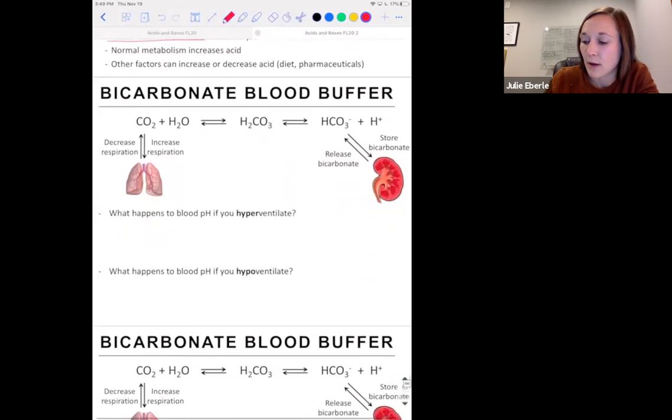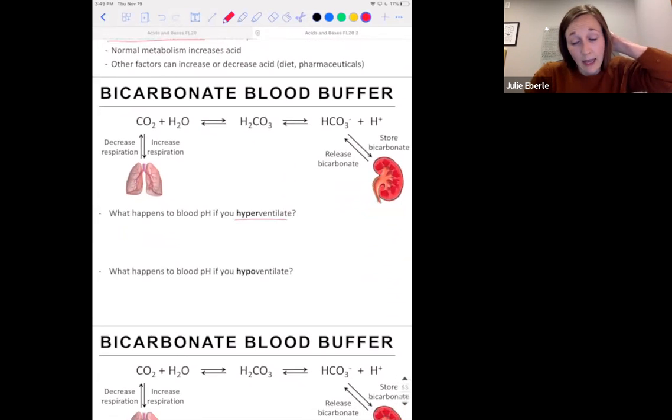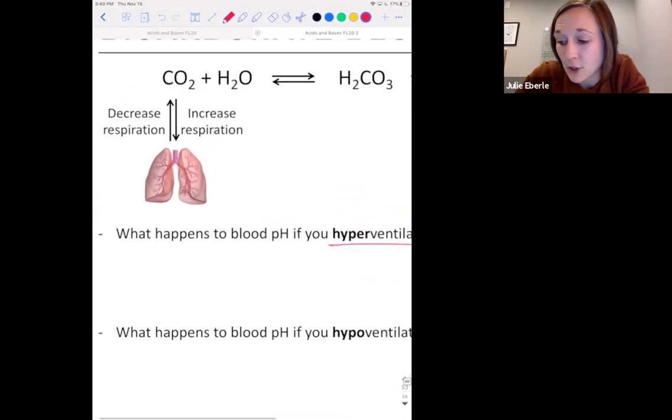All right, so I'm going to pose a question here. What happens to our blood pH if we hyperventilate? We're going to start just by looking at this picture over here where the lungs are. If we're hyperventilating, are we increasing or decreasing respiration? Hyper means we're increasing. We're breathing really fast, like if you just got done running, or if you see one of those tarantulas that I showed you a picture of earlier this semester. That would cause me to hyperventilate, all right? So we're going to breathe fast.